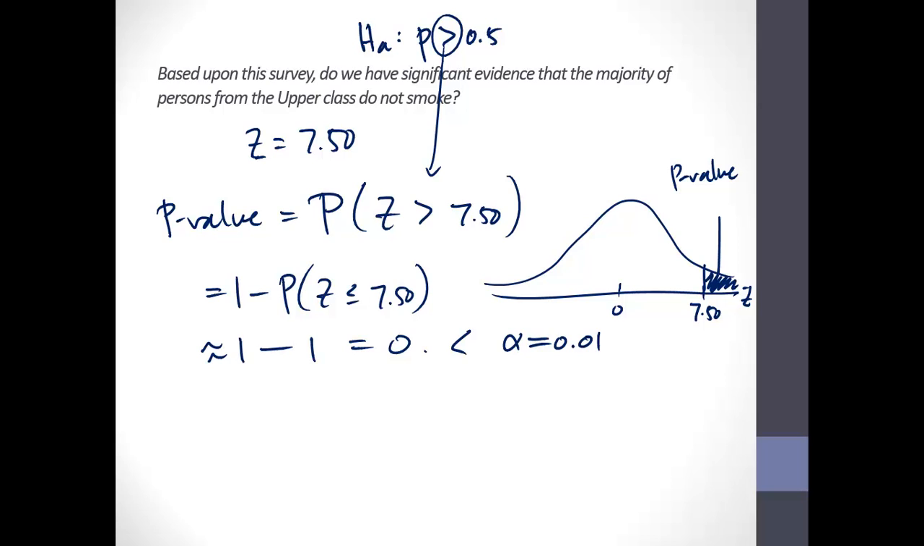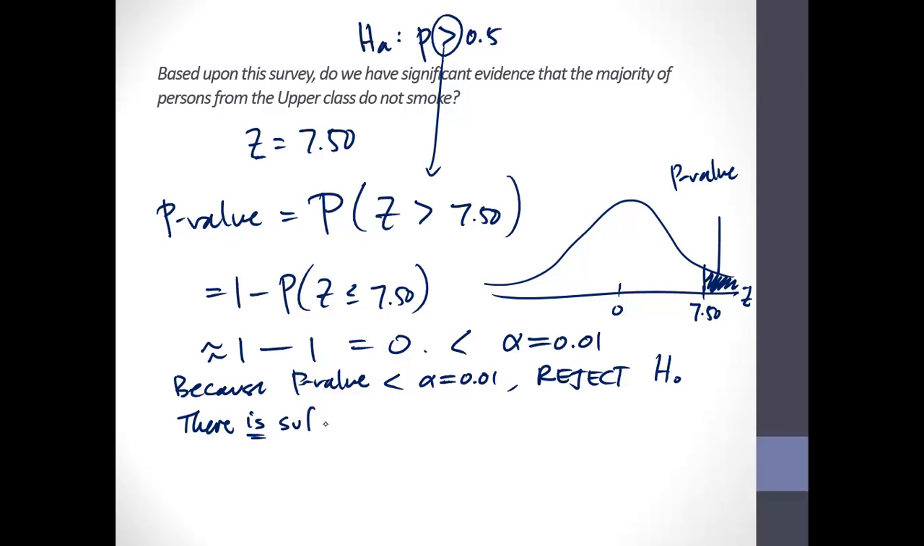So what do we do? Reject the null, right? Because the p-value is less than alpha, which is 0.01, we reject the null, and then we want to say what that means. Again, our interpretations are going to sound very similar. So that means there is sufficient evidence to conclude, and then we want to say what our alternative hypothesis says.